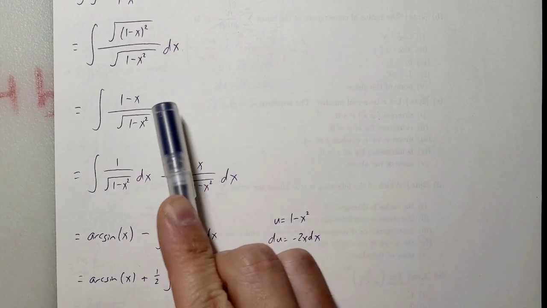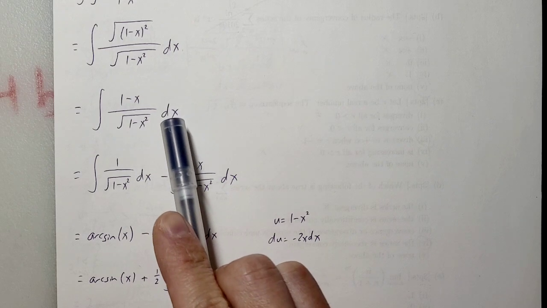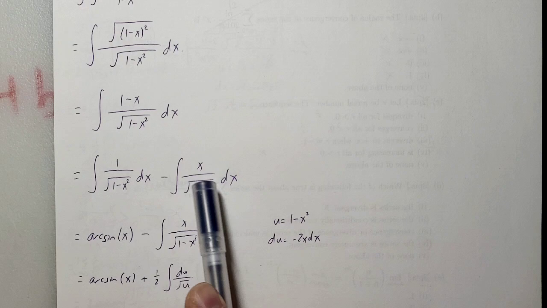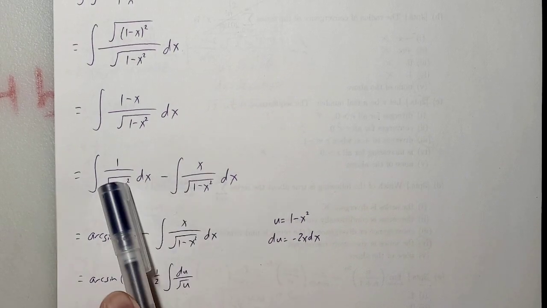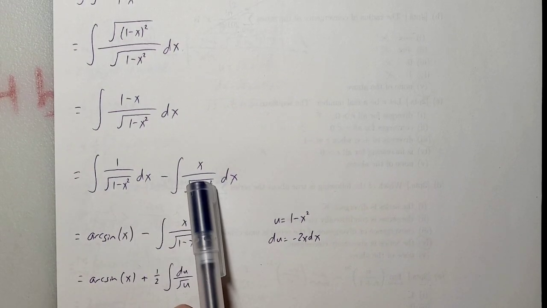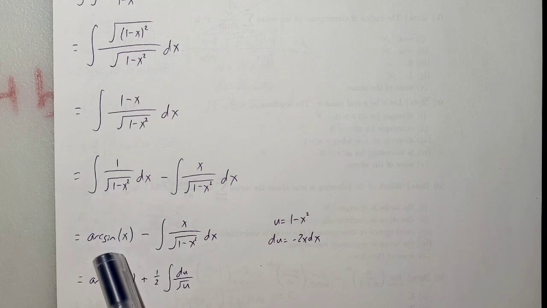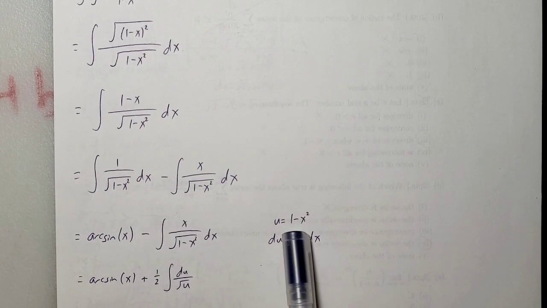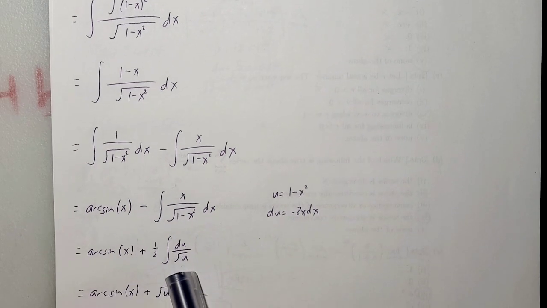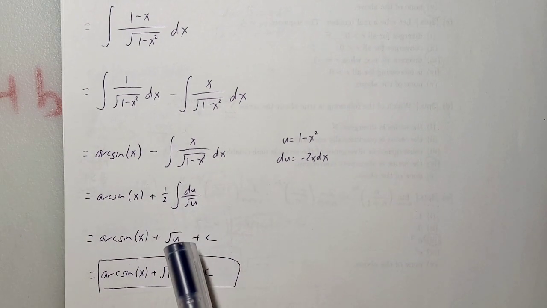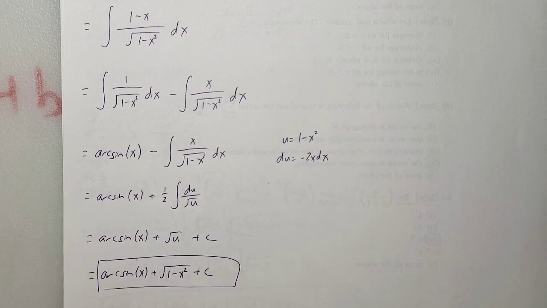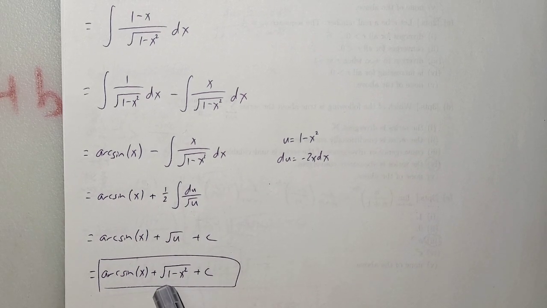But anyway, from here, we can split this up into two fractions and two separate integrals as a result. Okay, this first one is just arc sine. This one, we can do a substitution. So I let u be 1 minus x squared, du is minus 2x dx. So then we get this after the substitution. And then we integrate, it's just the power rule, so we get square root of u, and then we back substitute.